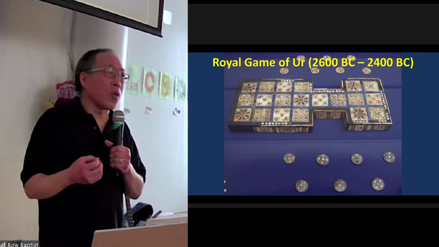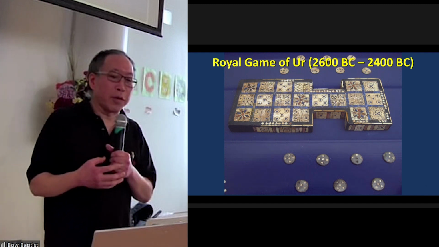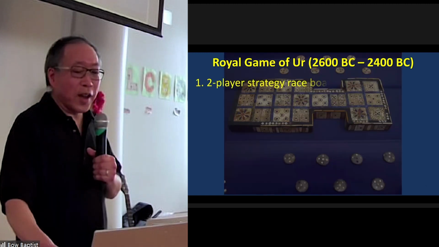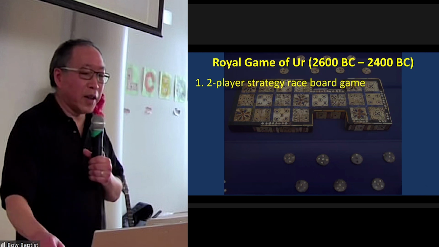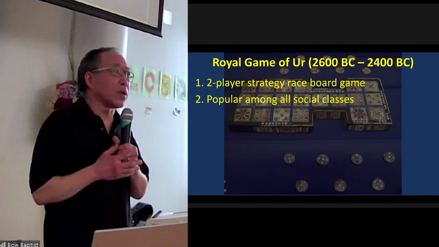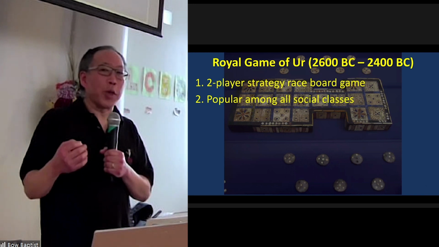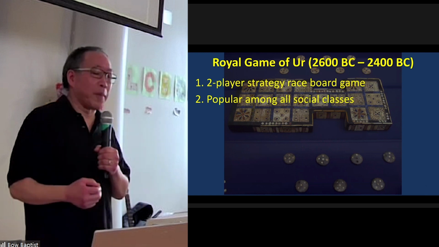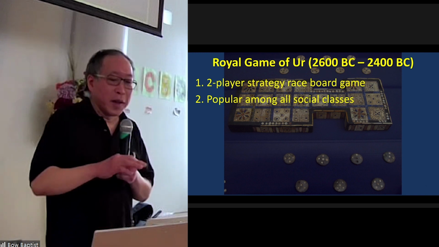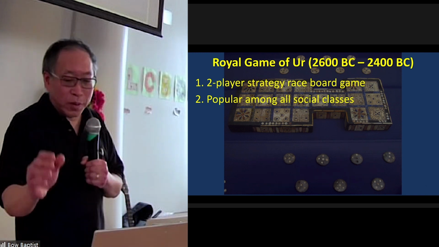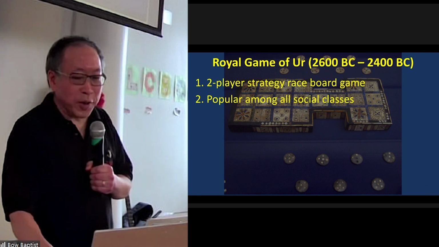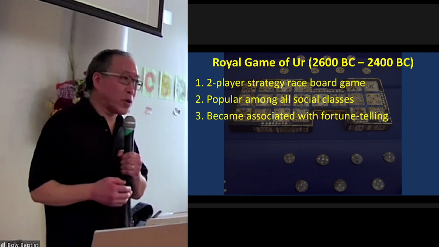And it's called one of the world's oldest board games because we actually have the rules for it. And Wikipedia has said that it's a two-player strategy race board game. It was popular among all social classes. And so I have to think Abraham had to have played this game. It was very popular for 1,200 years. And Abraham, Isaac, Jacob, all the sons of Jacob, Leah, Rachel, Rebecca, Sarah, they must have been playing this game when they were relaxing. It became associated with fortune telling.